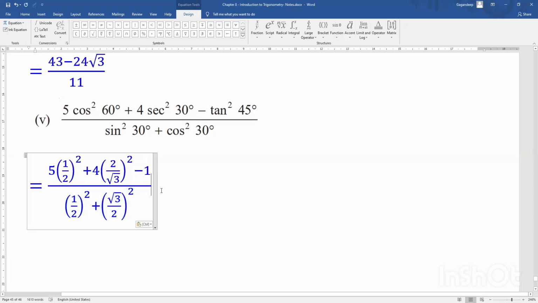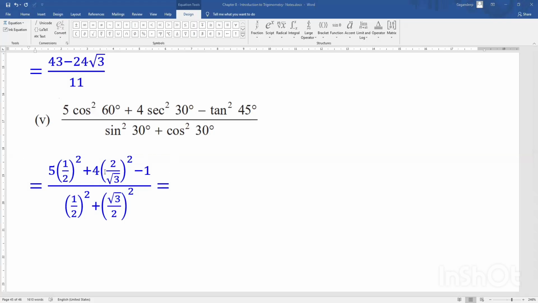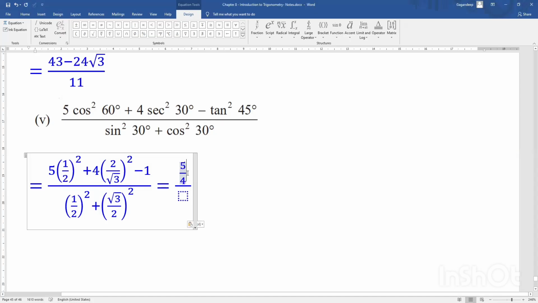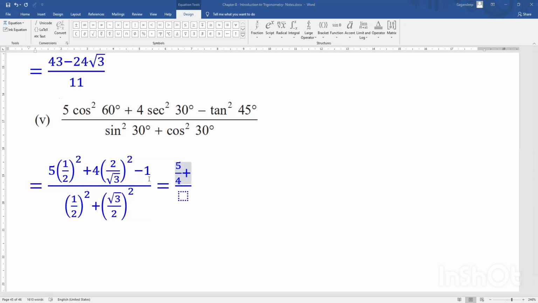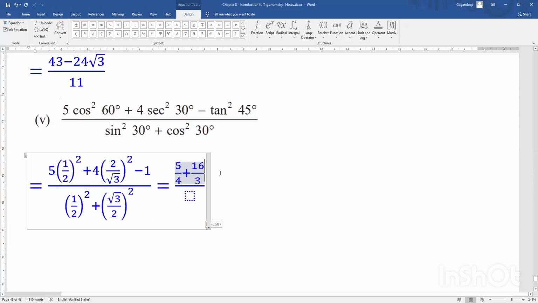Then it's equal to. Then here 5 into 1 by 2 whole square, 1 by 2 whole square is 1 by 4. 5 into 1 by 4 is 5 by 4. So we'll write it as 5 by 4 here in the numerator. Then plus. Now 2 by root 3 the whole square is 4 by 3. 4 by 3 into 4 is 16 by 3. So I write it as 16 by 3. And then minus 1.